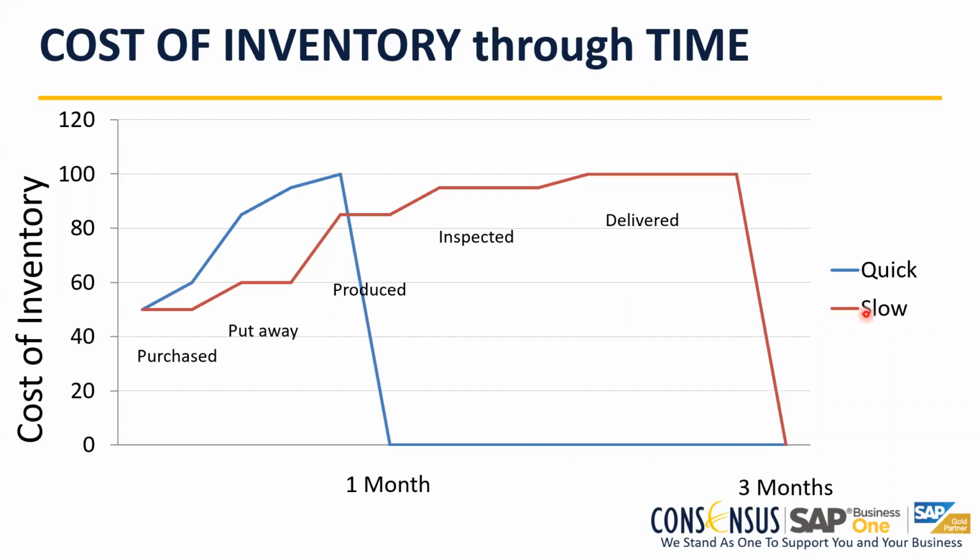So this is a slow turnover company, and this company is going to need a lot more cash to support the operations. The cash is represented by the area below, or behind the red line or behind the blue line. So the company in blue could afford to sell cheaper and still make more money.